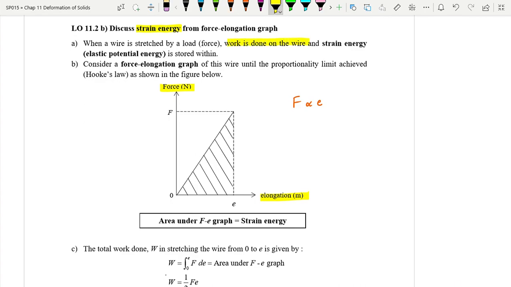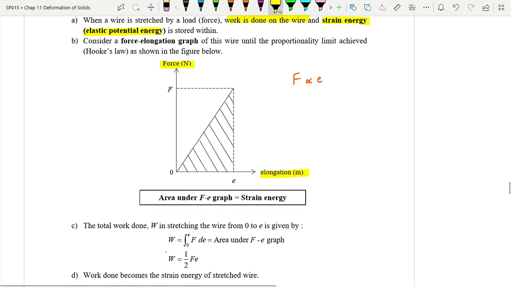So when we stretch the wire, we can calculate the work done. And this work done is equivalent to the strain energy ataupun kita panggil sebagai elastic potential energy that is stored in the stretched wire. Okay, so as long as the proportionality limit is not exceeded, we can still calculate the strain energy lah ataupun elastic potential energy yang stored dalam wire tu. Okay, so as simple as untuk dapatkan strain energy, it's actually the area under the graph of force versus elongation lah.